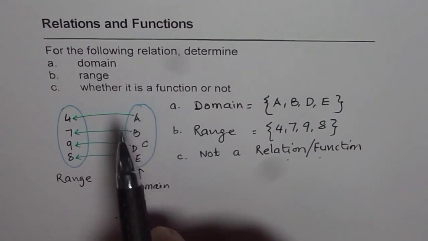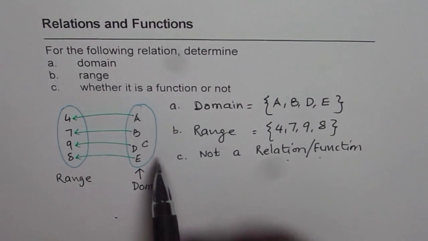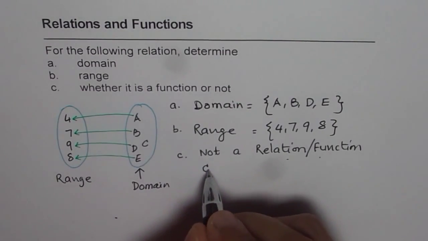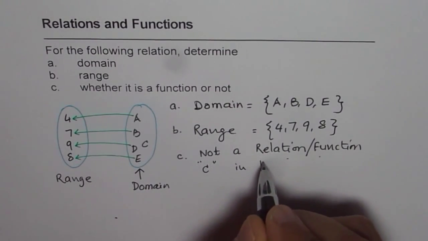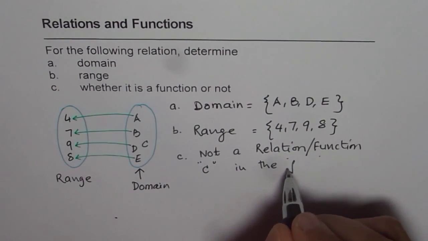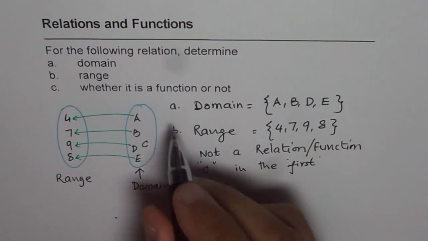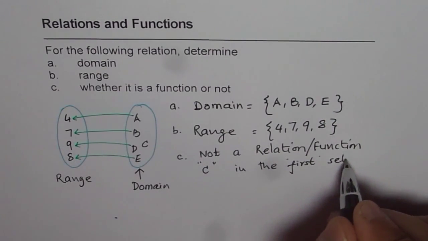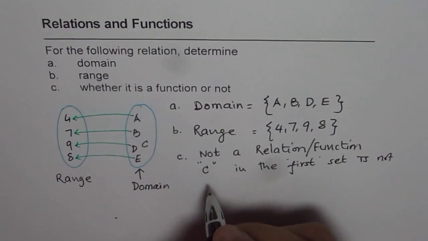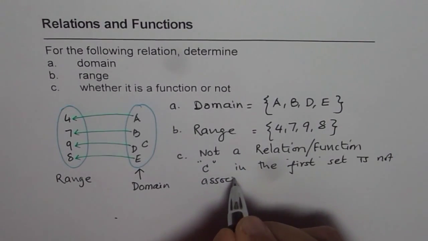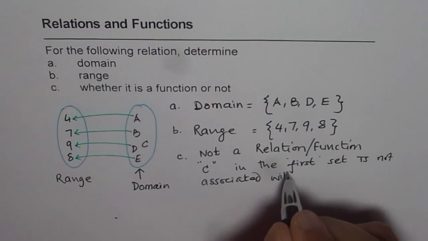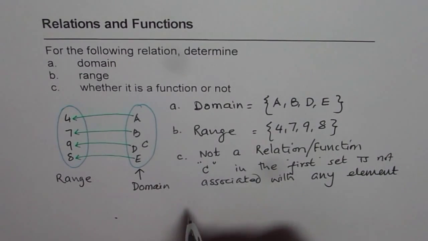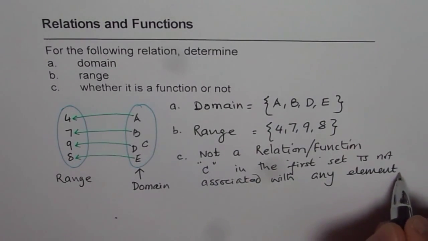Both things. Now since it is just whether it is a function or not, we will say it is not a function, and the reason is that C in the domain, or in the first set, which you may call the independent set of variables or the input, is not associated with any element, right? So that is the reason.